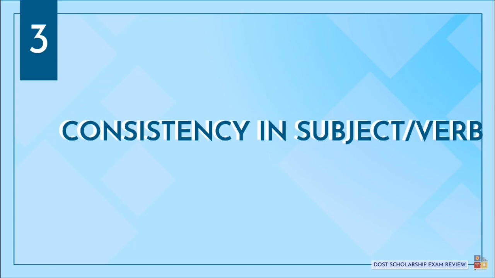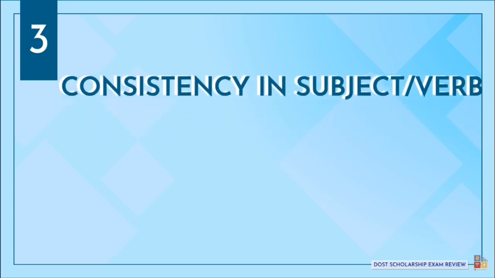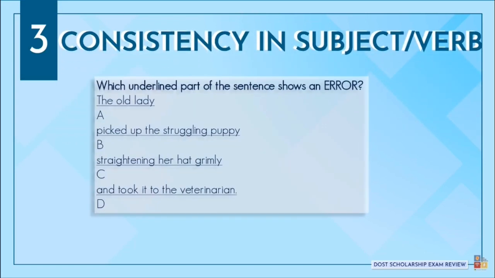In this part, we highlight that the nature of the noun or verb should be consistent or should agree with each other throughout the whole sentence or paragraph in other cases. To illustrate, let's take this sentence correction question from our pretest. Which underlined part of the sentence shows an error? Okay, the sentence reads, the old lady picked up the struggling puppy, straightening her hat grimly, and took it to the veterinarian.